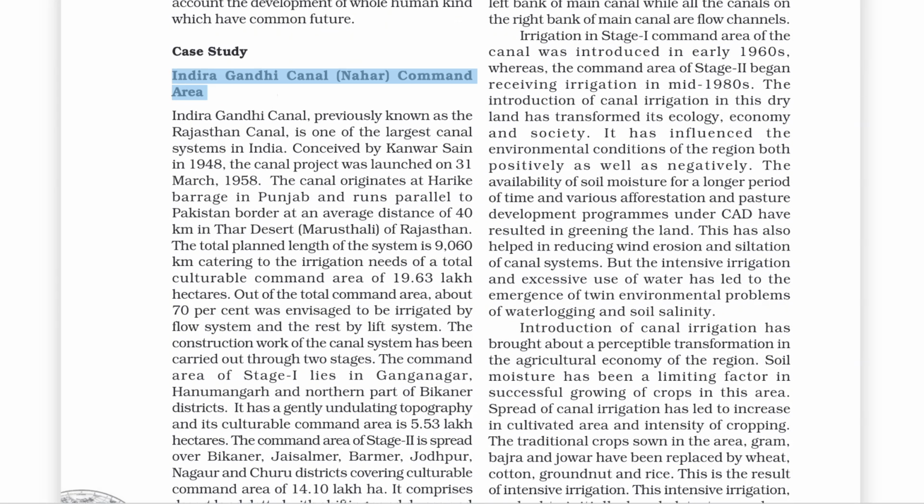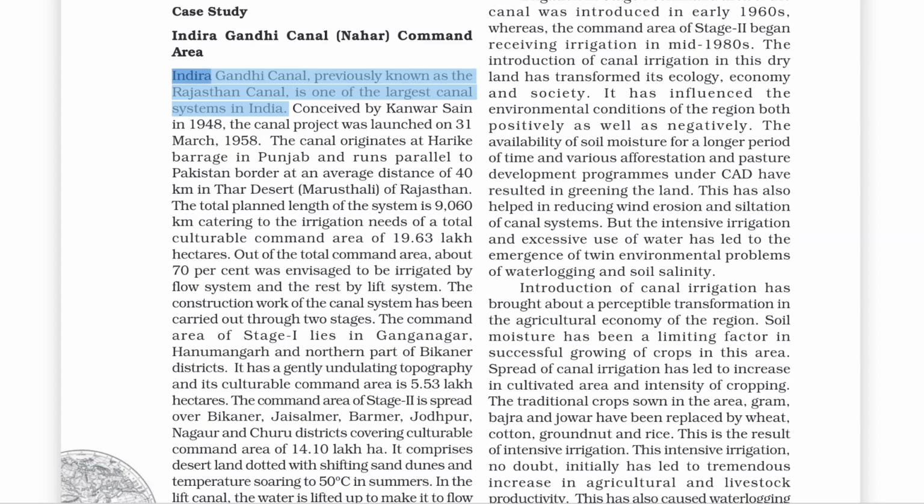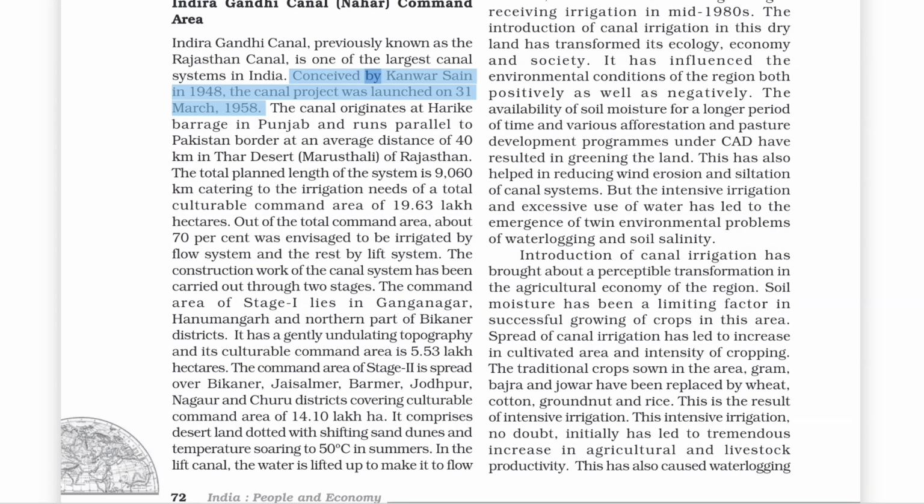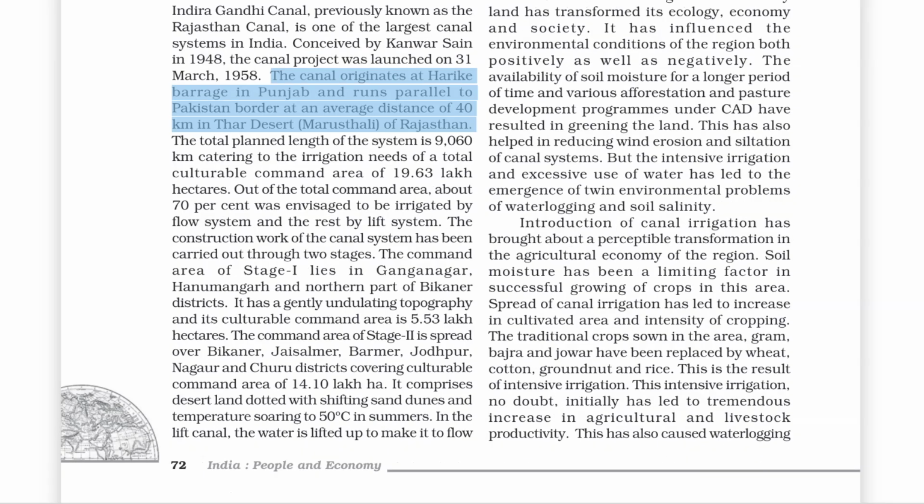Case study: Indira Gandhi Canal Command Area. Indira Gandhi Canal, previously known as the Rajasthan Canal, is one of the largest canal systems in India. Conceived by Kunwar Sain in 1948, the canal project was launched on March 31, 1958. The canal originates at Harike Barrage in Punjab and runs parallel to the Pakistan border at an average distance of 40 kilometers in the desert, Marusthali, of Rajasthan.